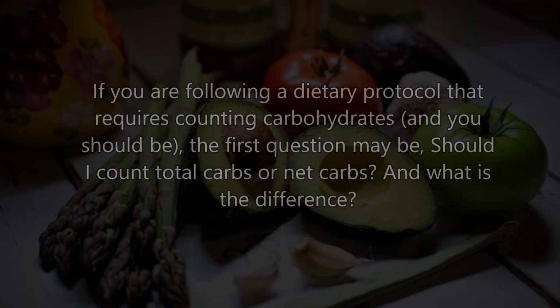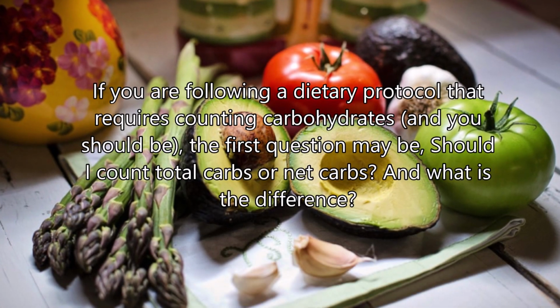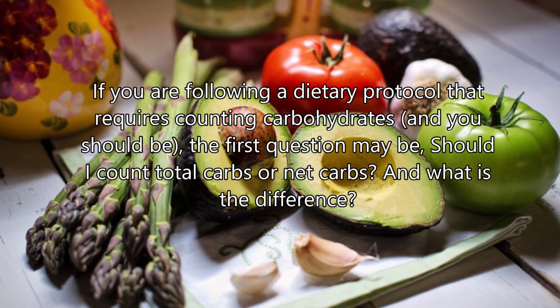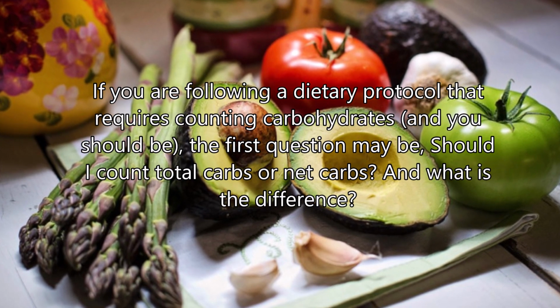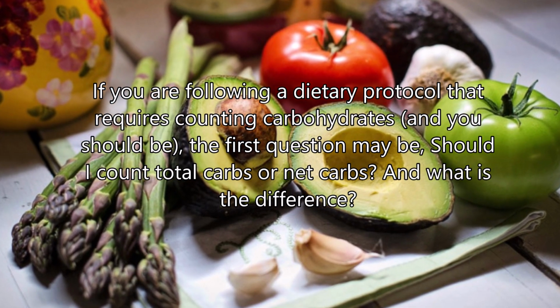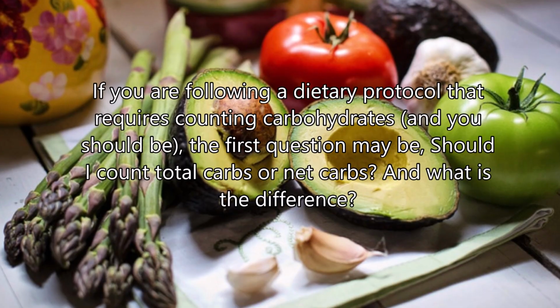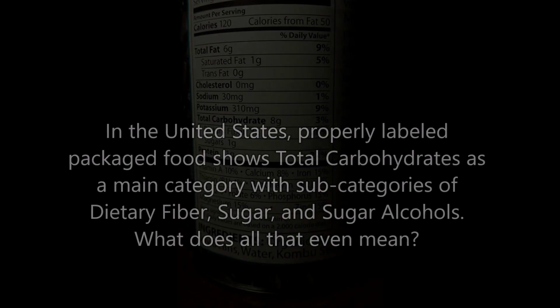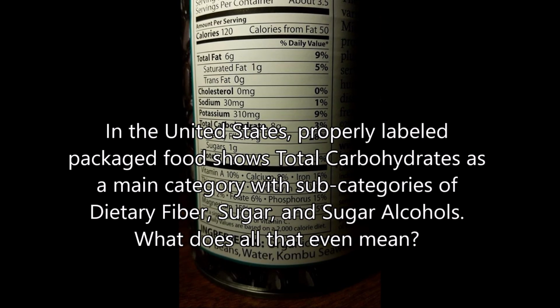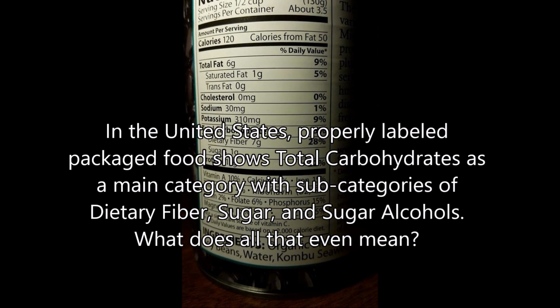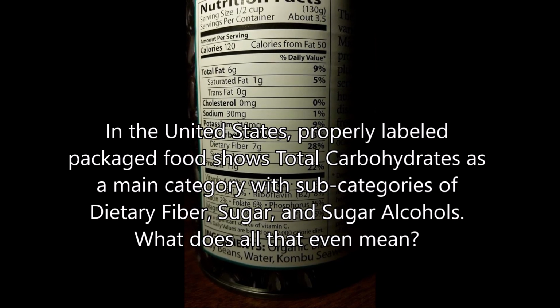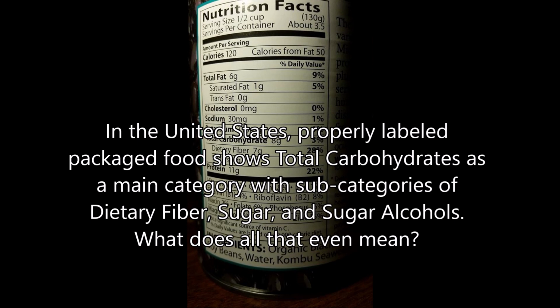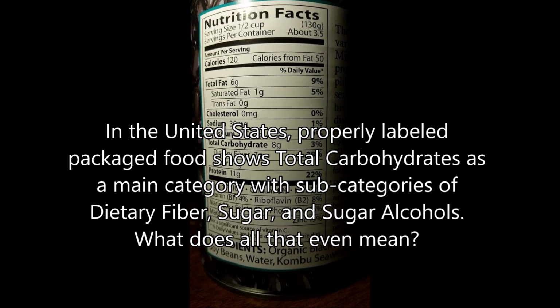Carb Calculations. If you are following a dietary protocol that requires counting carbohydrates, and you should be, the first question may be, should I count total carbs or net carbs? And what is the difference? In the United States, properly labeled packaged food shows total carbohydrates as a main category with subcategories of dietary fiber, sugar, and sugar alcohols. What does all that even mean?